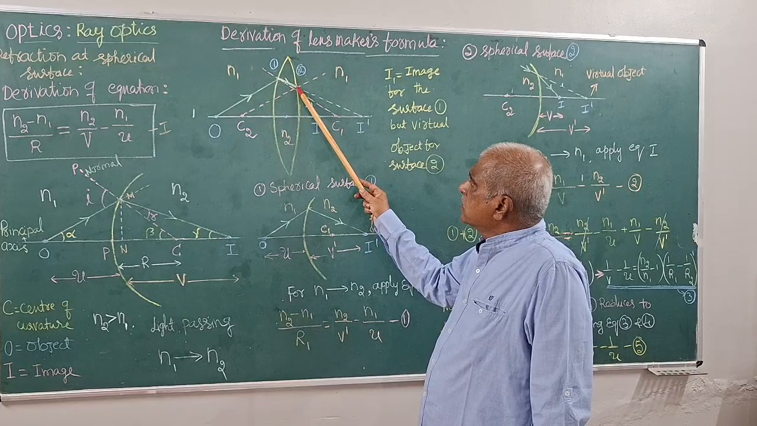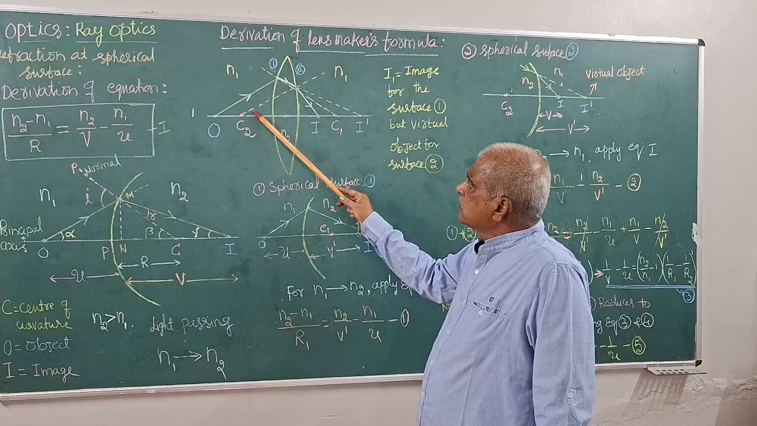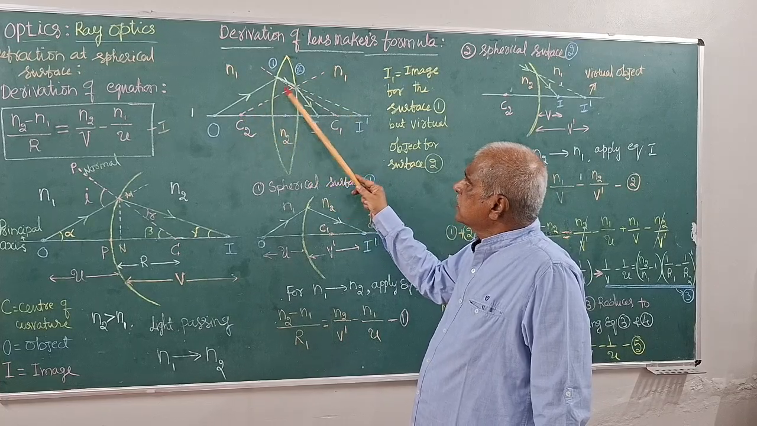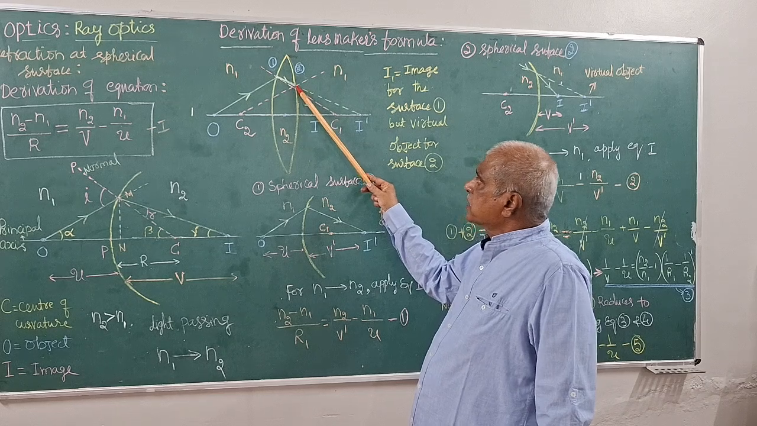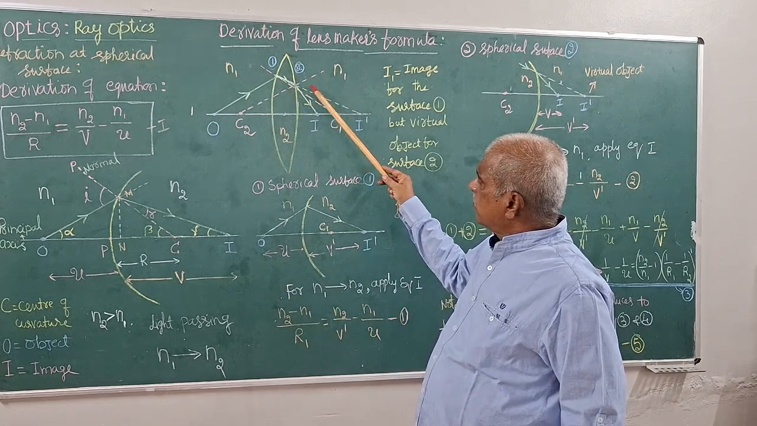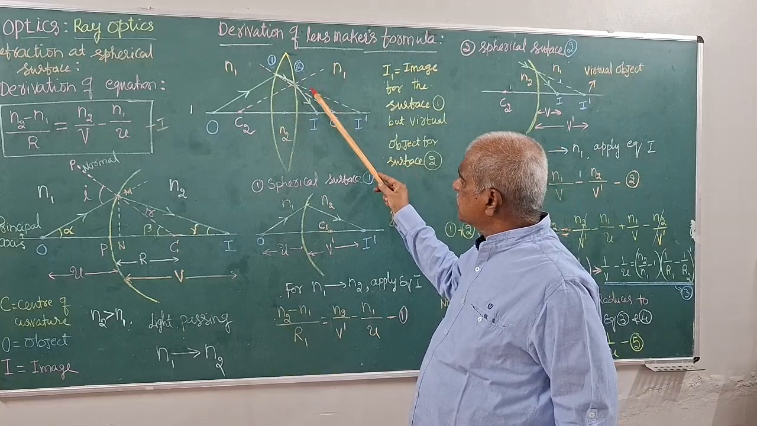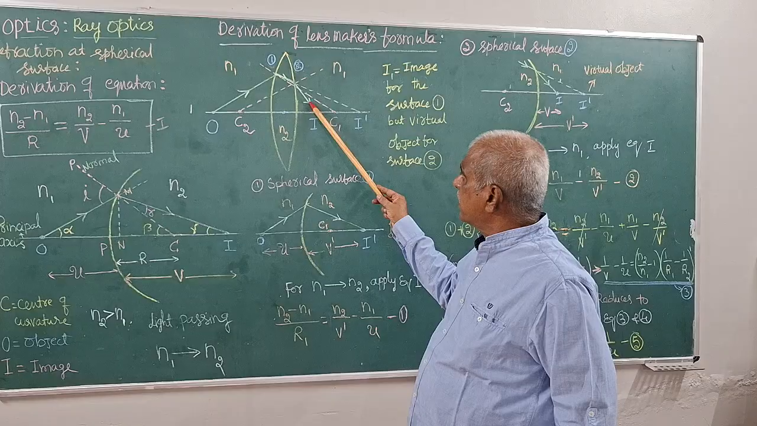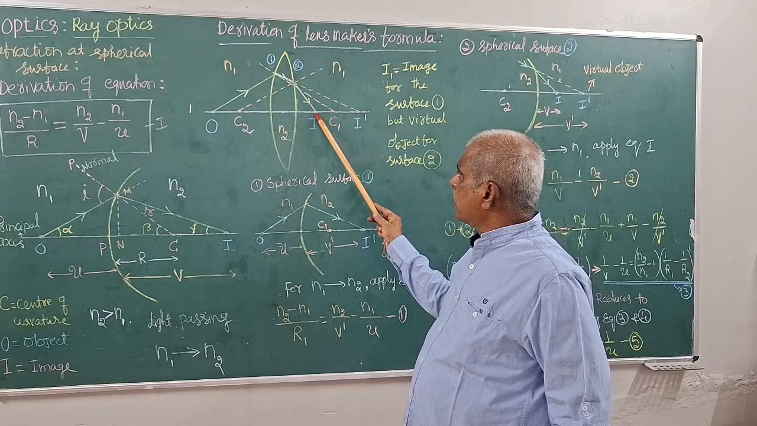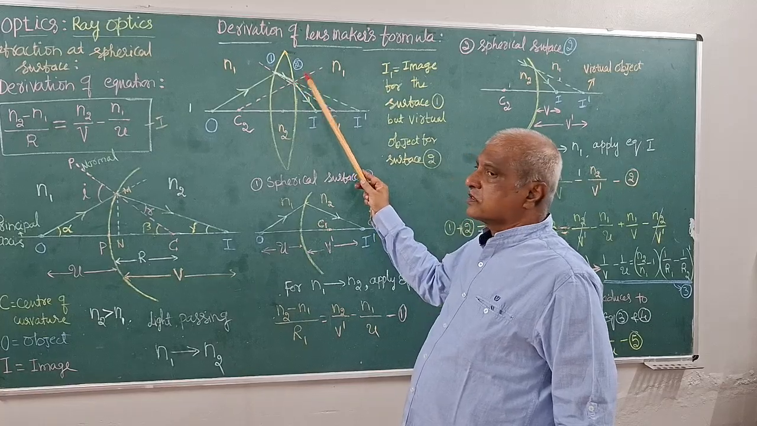At this point, for this surface, the normal is always a straight line passing through the center of curvature and this point of refraction. Because of the lower refractive index, the light ray is bending away from the normal. Instead of going like this, it bends away and touches this point. It is the image formation due to this refraction.